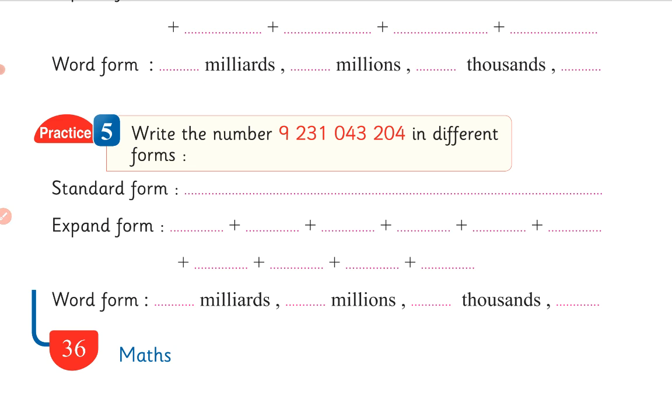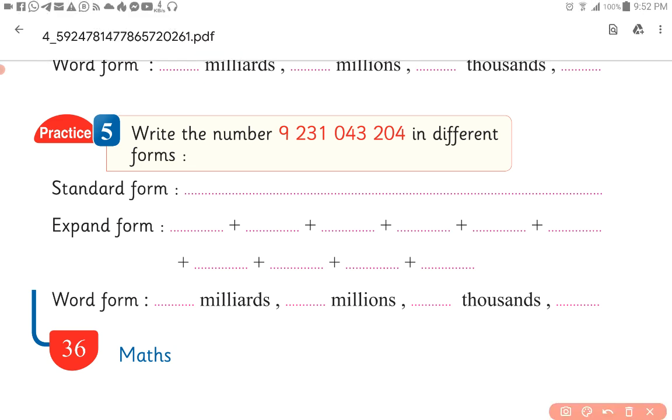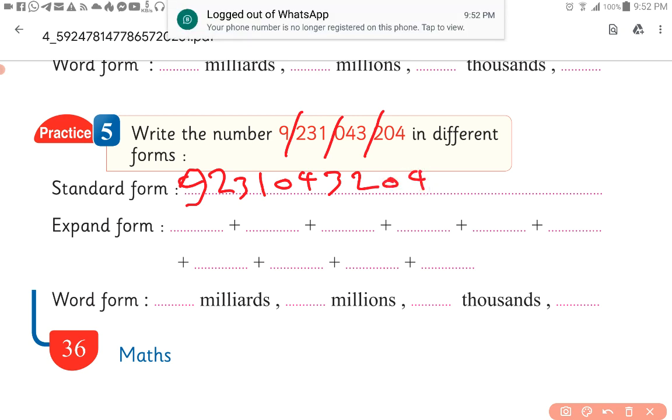Write this number in different forms. To write it in standard form, write the number the same. To read it, first separate it into groups. Each group contains 3 digits from the right. Start to read it. Start by 9,231,043,204. This is standard form. Write 9 in milliard, 231,043,204. Then to write it in expanded form, write the value of each digit.